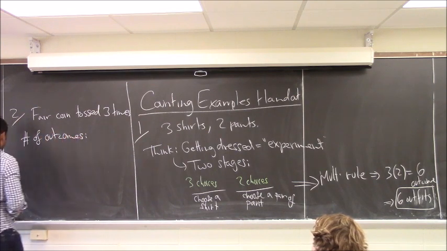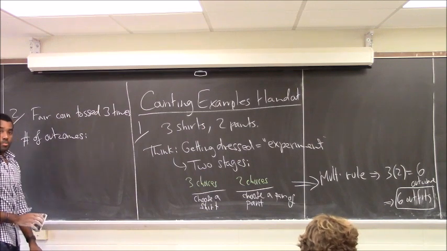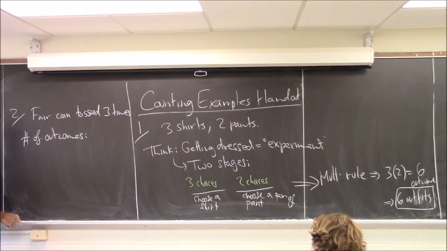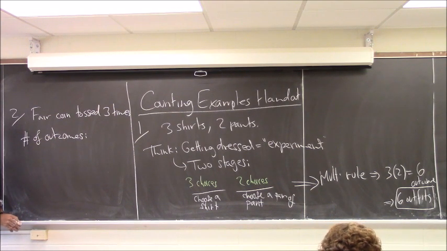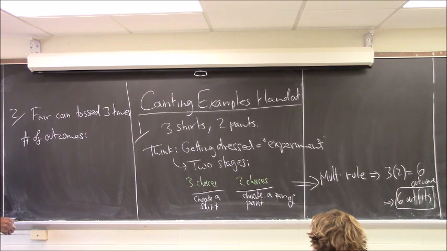Well, how do you think about this one? 6. Why 6? Because you're doing the experiment 3 times and there are only 2 possibilities. Okay, so why 6? Explain how you get to 6. Using the multiplication rule. Okay, so tell me what are the stages in your thought process?